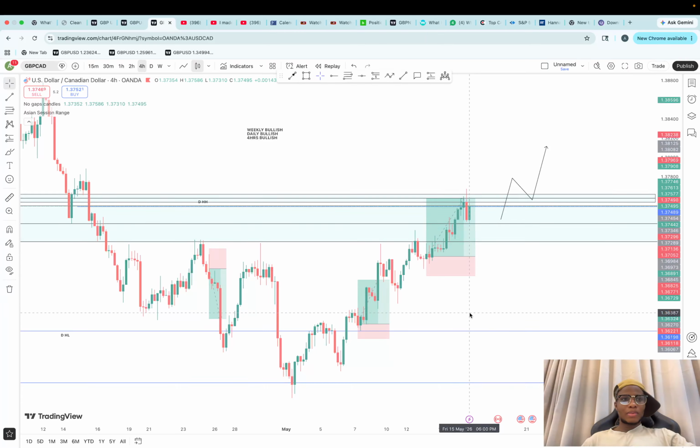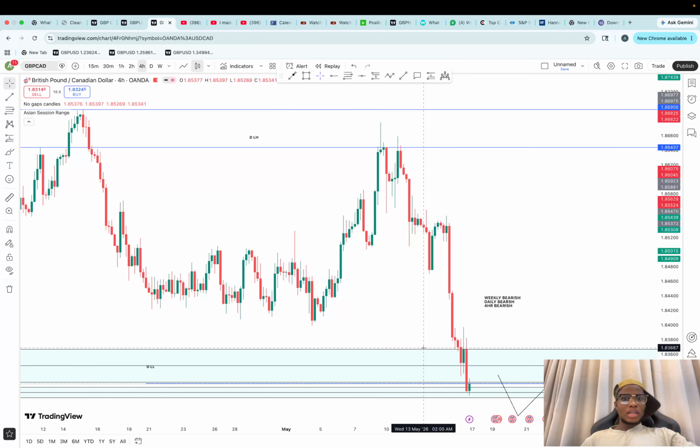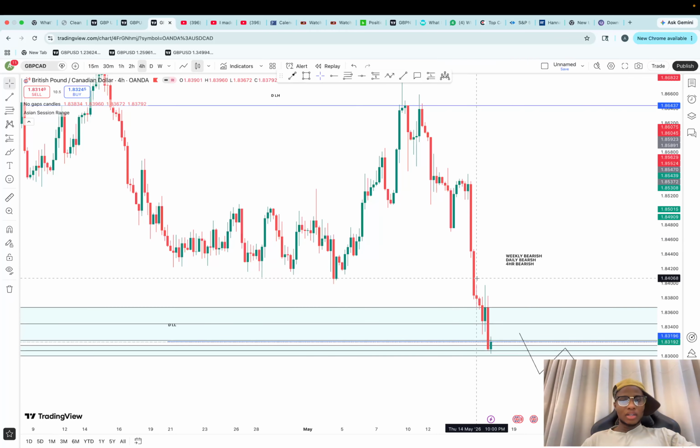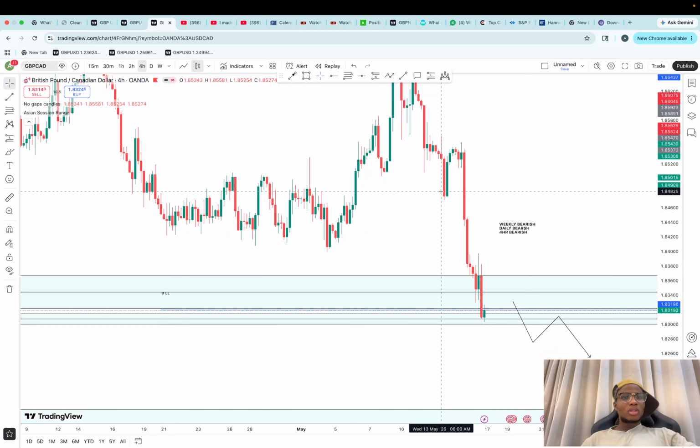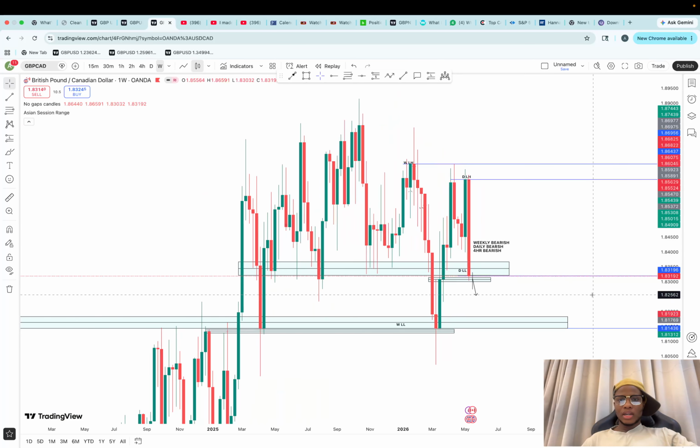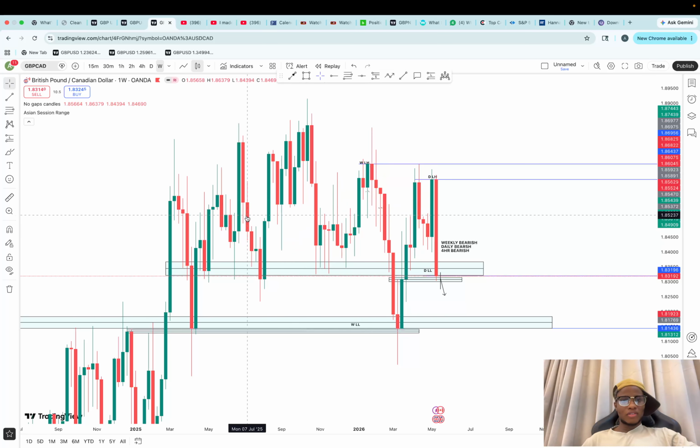USD CAD was the last pair analyzed. GBP CAD sold aggressively last week. So this week I'm looking to continue selling this market. We are having the weekly bearish coming down to the weekly. The weekly is bearish. I've been waiting for this sell for a very long time.